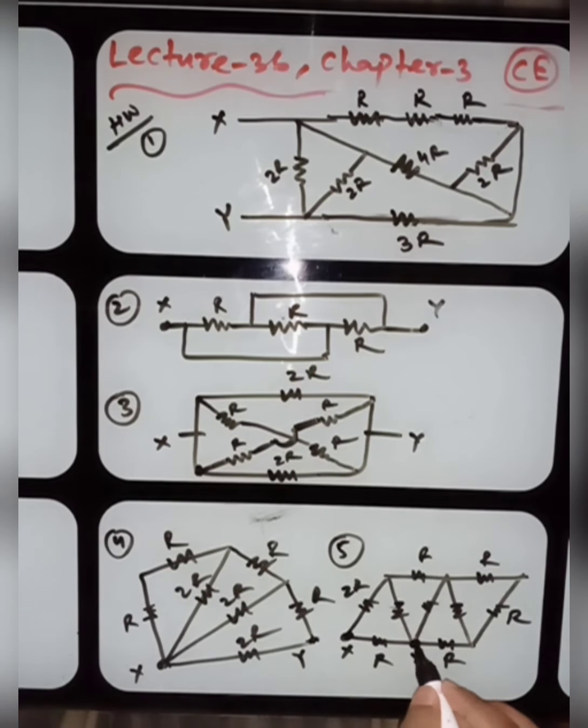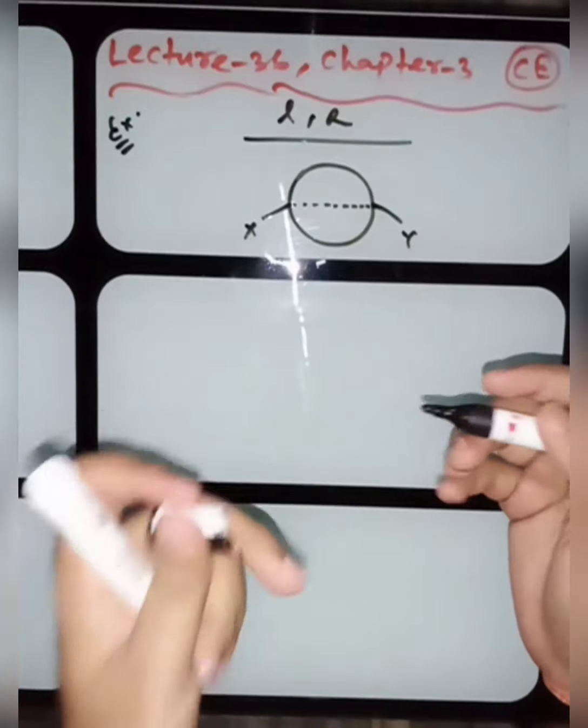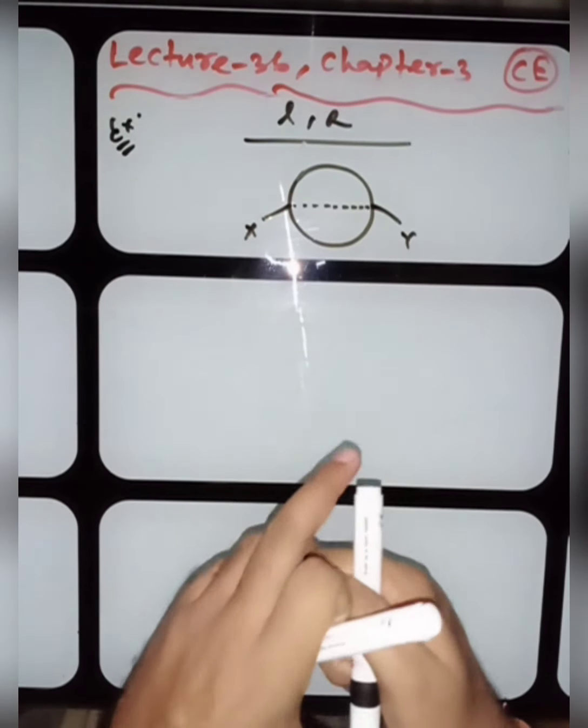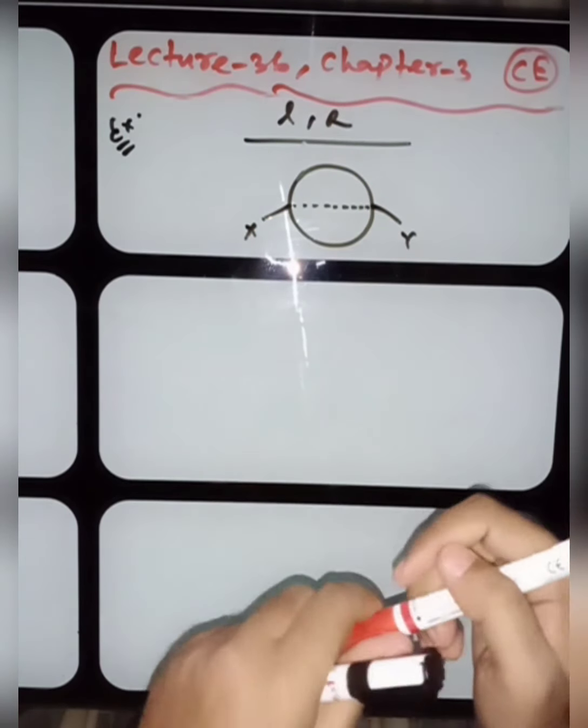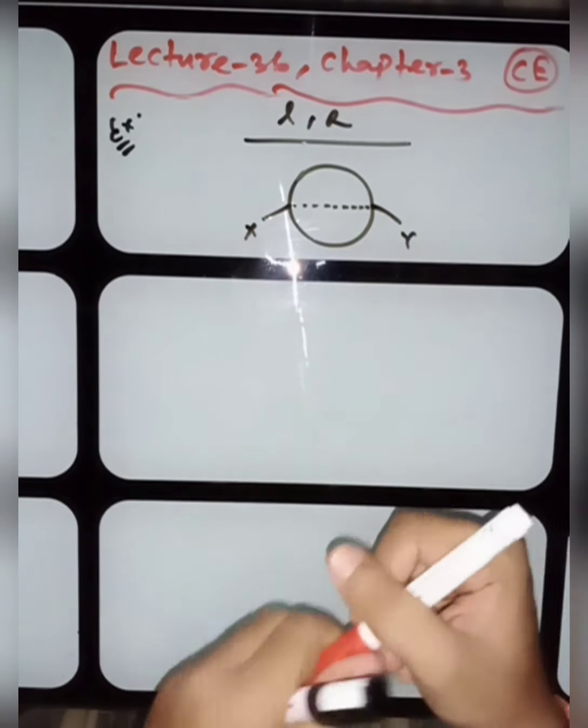Could you solve this question? Pause the video and try to solve. Now look at it for the answer. As you make the circle of this conductor, half of the length will be above and half of the length will be below. As you know, the resistance is directly proportional to the length. If the length is half, then the resistance will also be half, R by 2 and R by 2. Suppose this is one resistor and this is the other resistor.